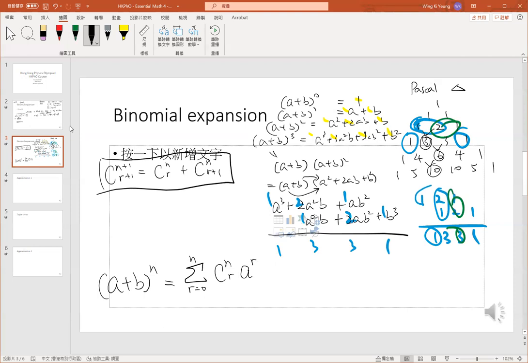I think some of you have learned about the summation sign already, but most of you, is it? Have you? So let me ask you again. Have you learned the summation sign by yourself or from the textbook?